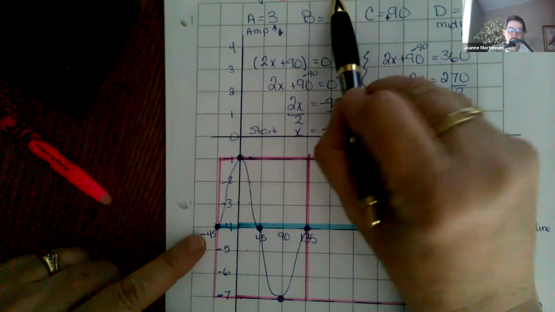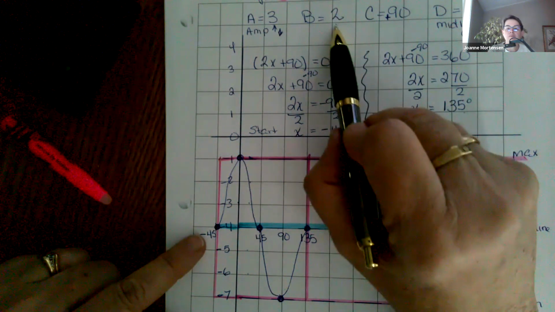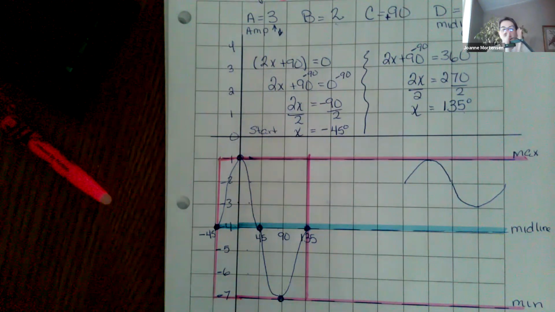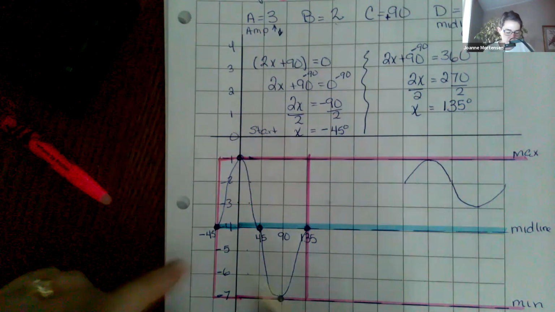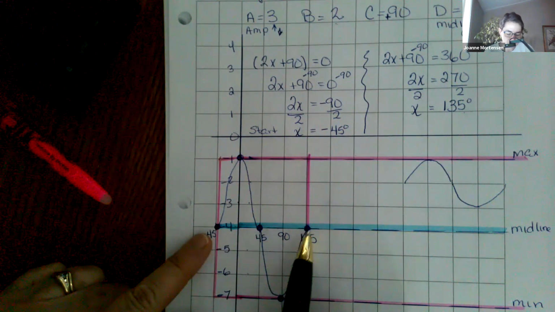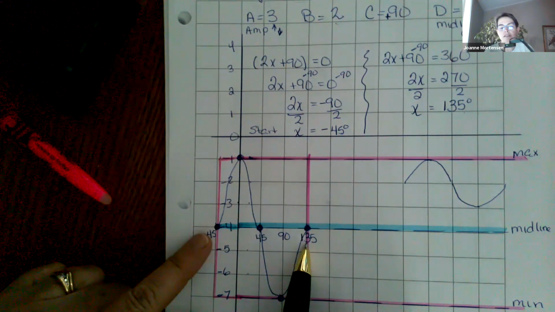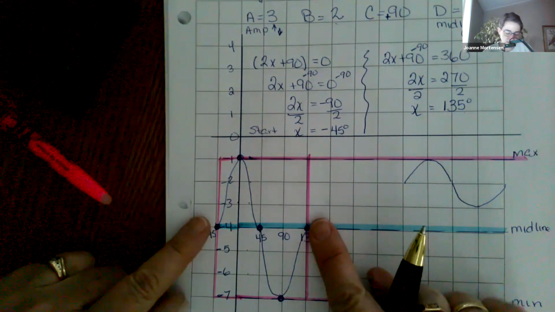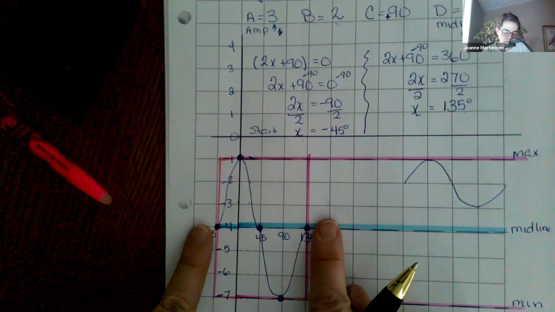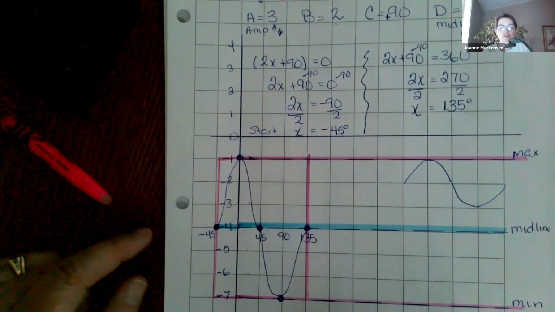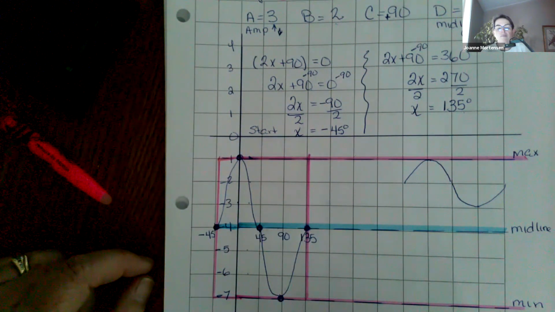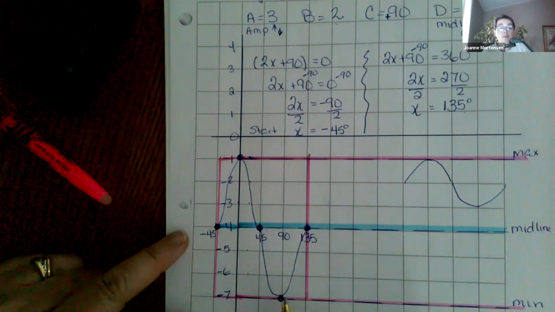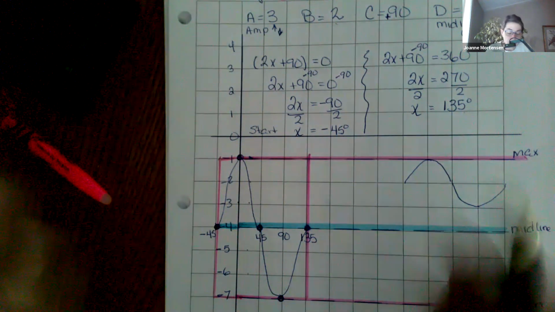We predicted from the B that it was going to be squished. My period was going to be shorter than normal. And it is, because normally this should say 360 on it. Okay, I know it's 4 boxes, that just kind of worked out. But it's from negative 45 to 135. That's less than 360. In fact, if you add that in there, I think you probably get 180 degrees. But anyway, it's less than 360.